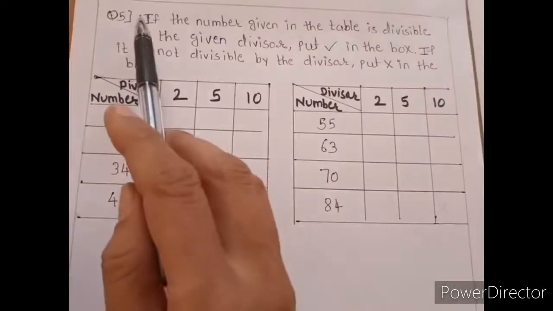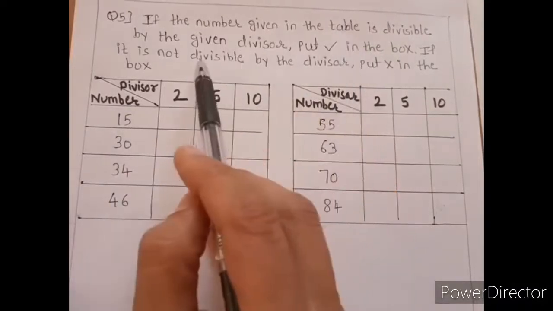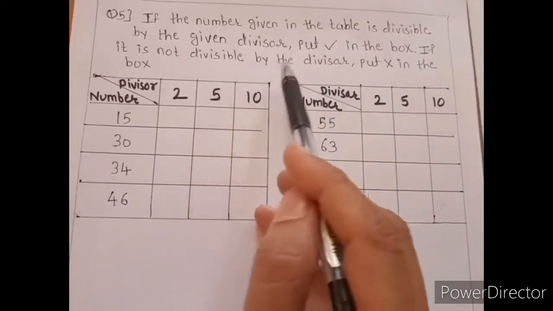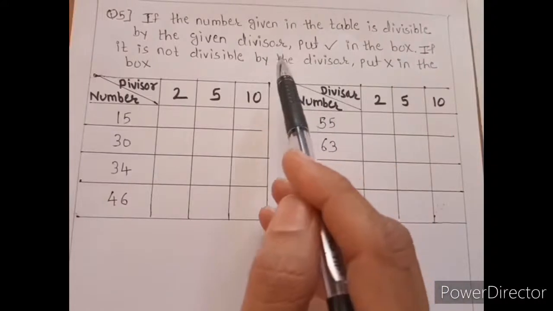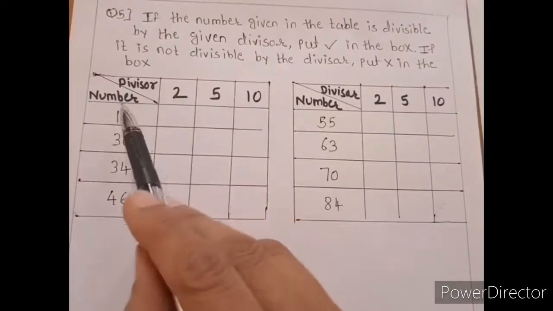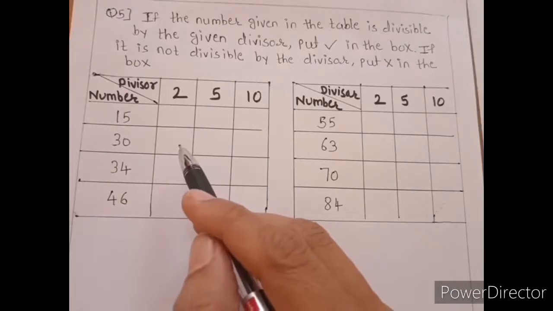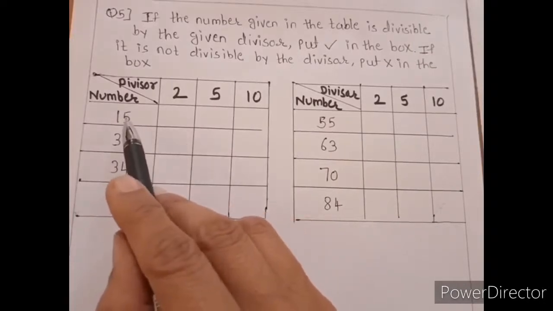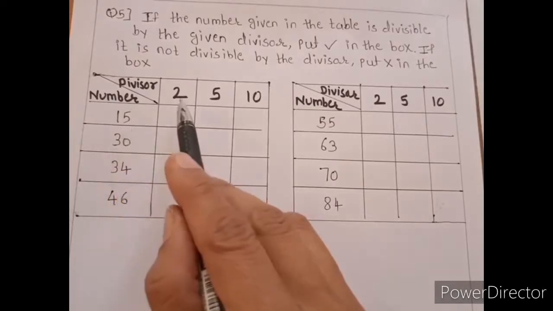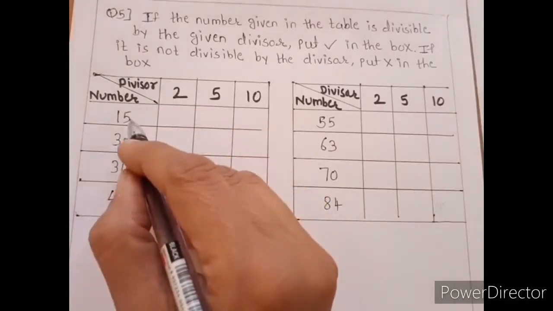Now we will solve question number 5. If the number given in the table is divisible by the given divisor, put a tick mark in the box. If it is not divisible by the divisor, put a cross in the box. Observe the table. Here divisors are given and numbers are given. So here you have to use the divisibility test. First number is 15. Now you have to find out whether 15 is completely divisible by 2 or not, or whether 2 is the divisor of 15 or not.